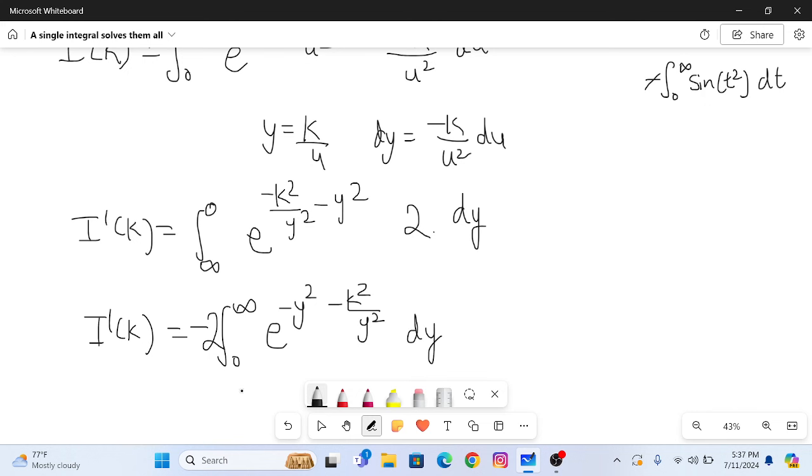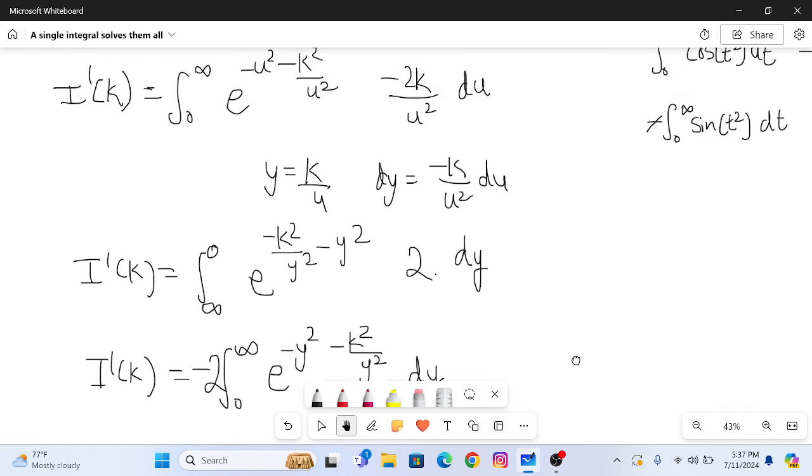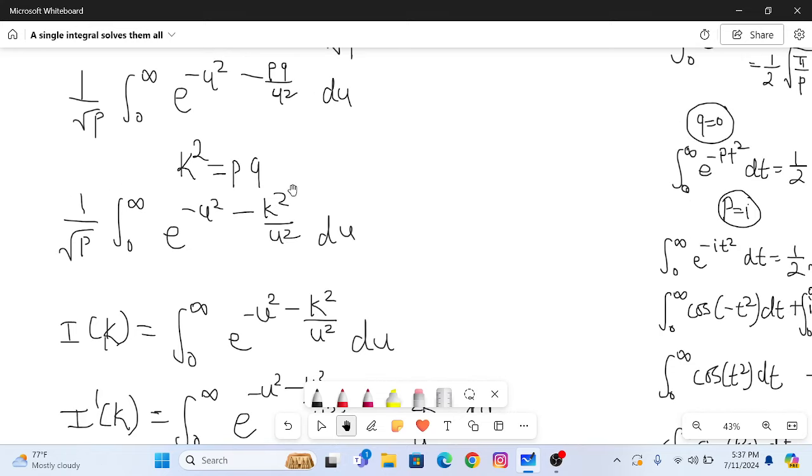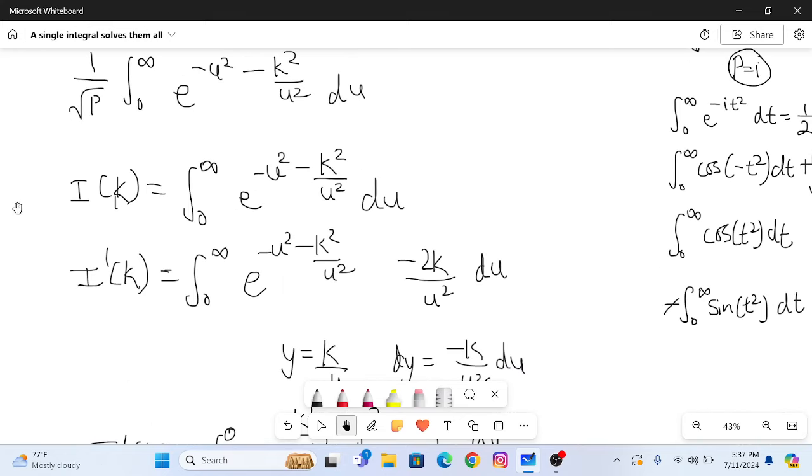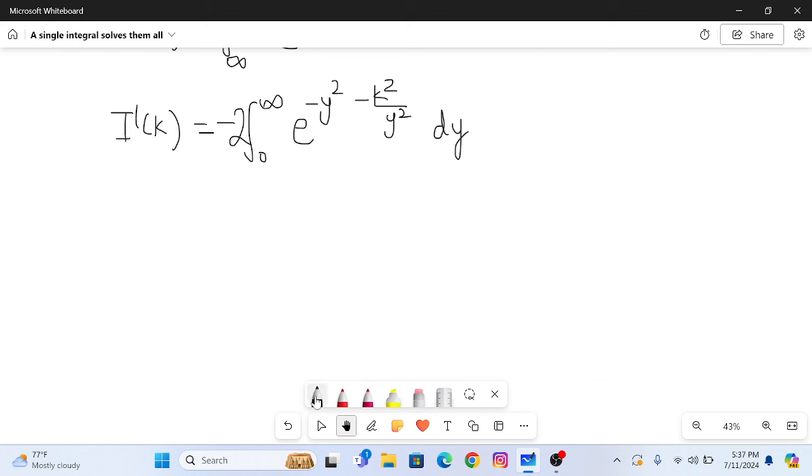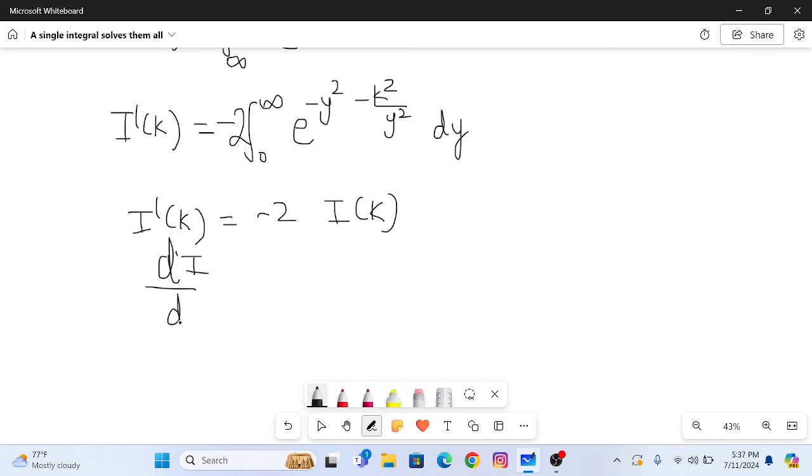Now notice that this integral over here is actually the one that we started with. Yes, I of k. So I can again say this as I of k and then do the remaining process. So I dash of k is actually just minus 2 times I of k. Yes, now I can write I dash of k as dI by dk, and then minus 2 times I.